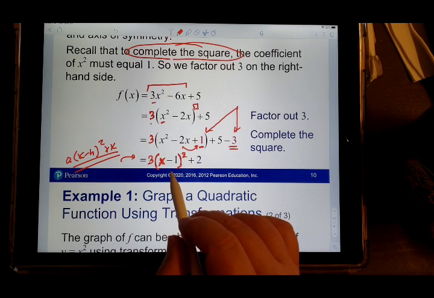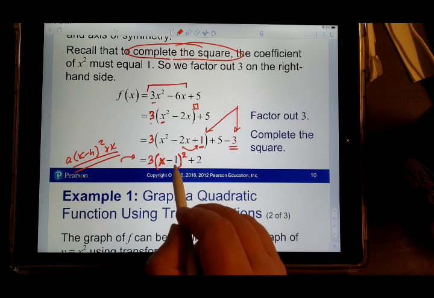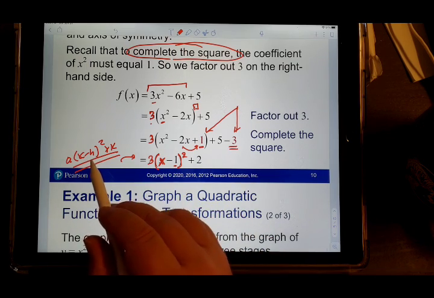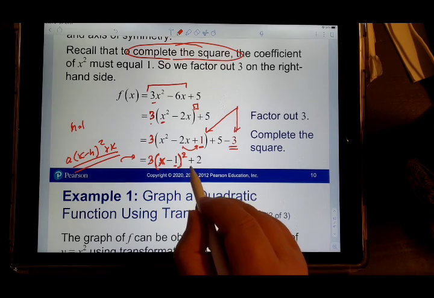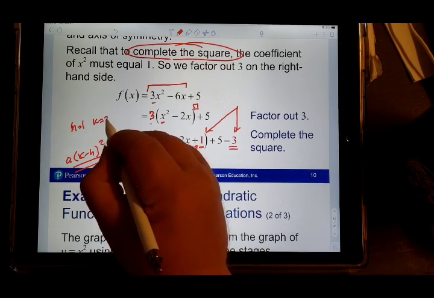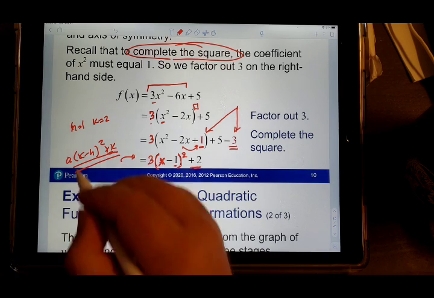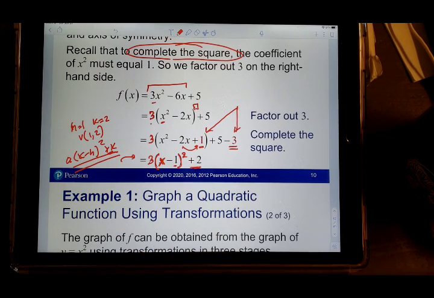Okay, they're graphing this by transformation. I'm just going to go ahead and say it. If I match this up to this equation, we can see that h is equal to 1. And if we match this plus 2 with this equation, we'll say k is equal to 2. And so what that means is the vertex is (1, 2).